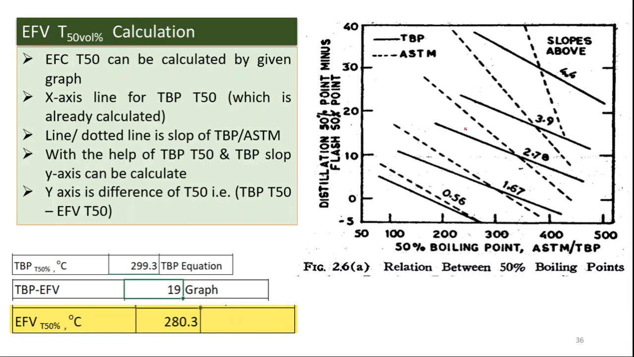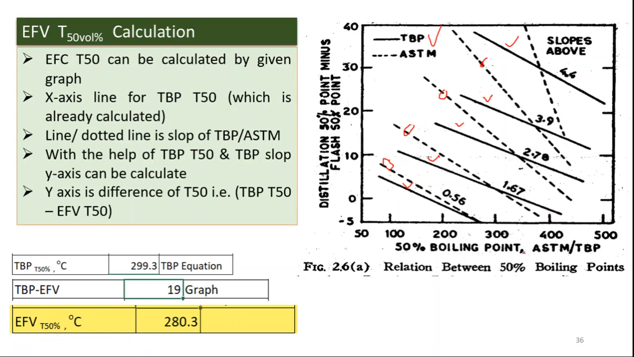You have to use this graph. In this graph, the x-axis is the T50 volume point. There are dotted lines and straight lines. The straight lines are for TBP, and these are the TBP slope values. The values given are 0.56, 1.67, 2.39, 4.4 and so on. The dotted lines are for the ASTM slope. So this is ASTM, this one is ASTM, and so on. If you are using the TBP values, you have to follow the straight line. If you are using the ASTM values, you have to follow the dotted line.